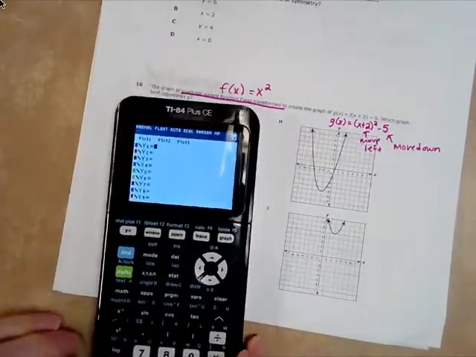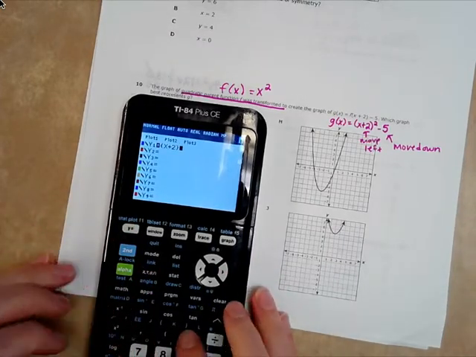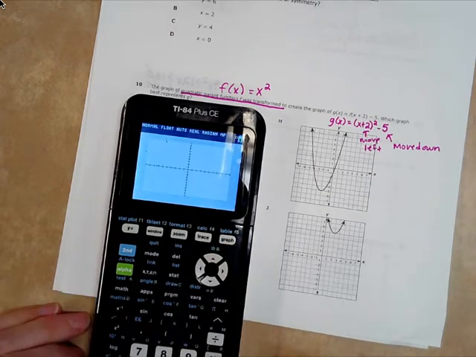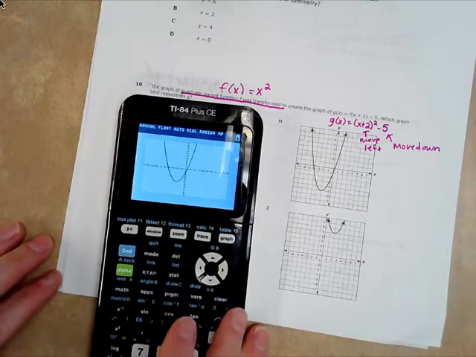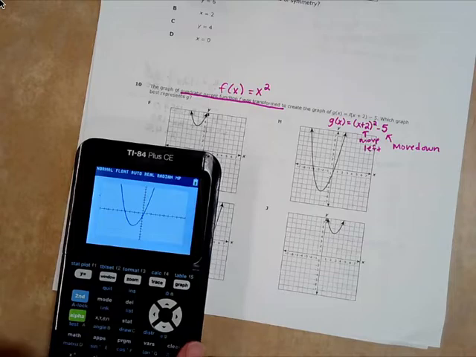So whenever we put this in on the calculator, (x plus 2) squared minus 5, it's going to move it left and down. So look for the match, and you can see your match there. So go ahead and circle that.